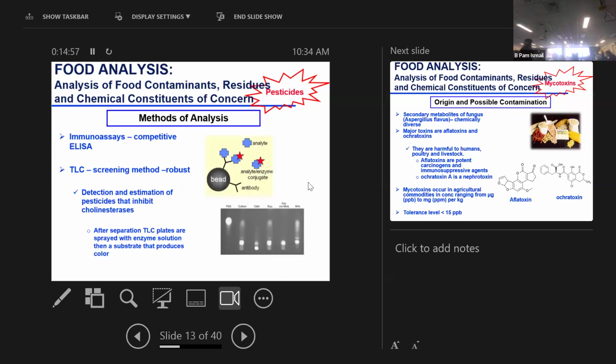We can do ELISA, and this would be competitive because pesticide molecular weight is small. You cannot sandwich it. They only have one epitope region.